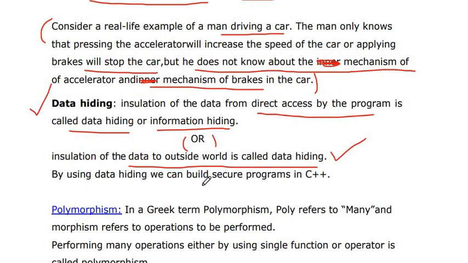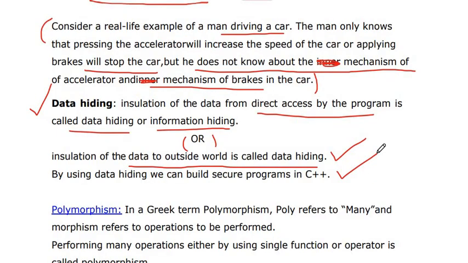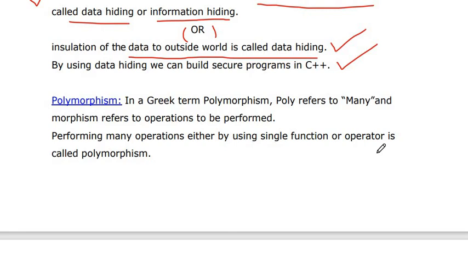Now, by using data hiding, we can build secure programs in C++. Means we can build secure programs by using the data hiding concept of C++. Right. Next, let us go to the next one, that is polymorphism.